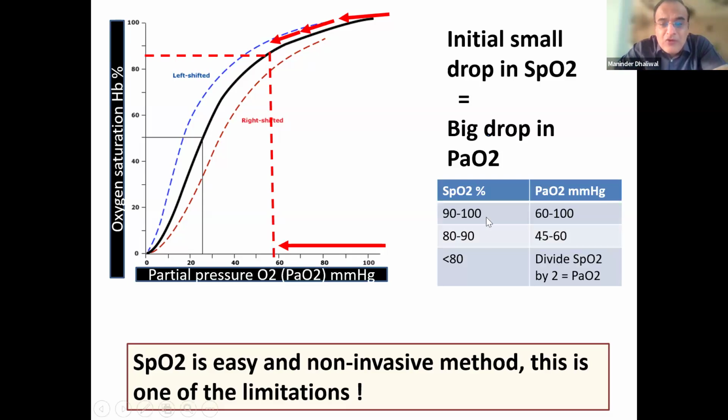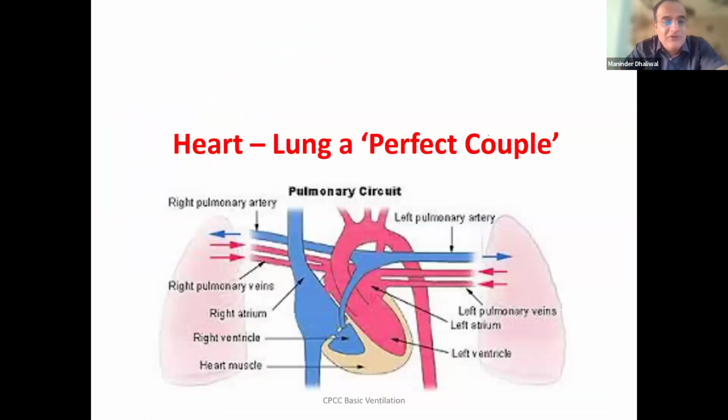So this is a simple formula for you to remember. If the SpO2 is 90 to 100, my PO2 will be somewhere between 60 and even up to 500, it doesn't matter. But if SpO2 is between 80 and 90, the PO2 will be around 45 to 60. And if the SpO2 falls below 80, then divide by 2 and you'll get the PO2. So if my SpO2 is 60, my PO2 would be 30. It's a very fixed relationship between SpO2 and PO2. The other talk about right and left shift is more of an MCQ and has very little practical application.